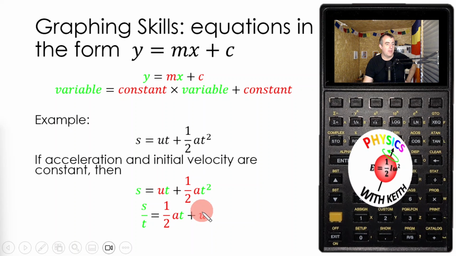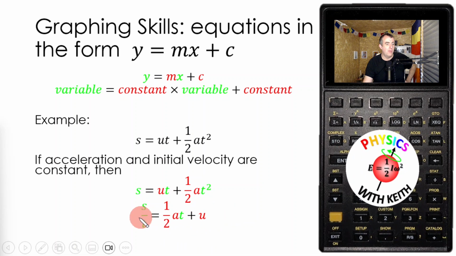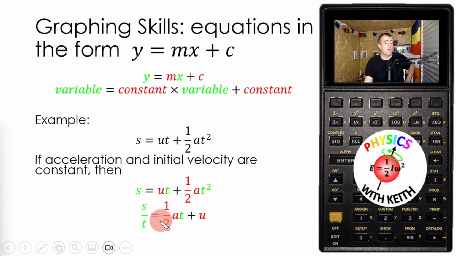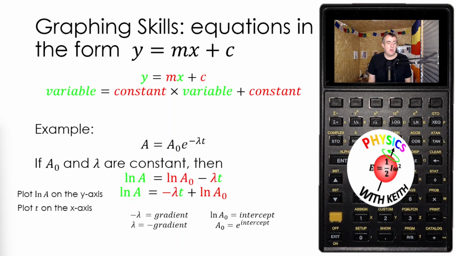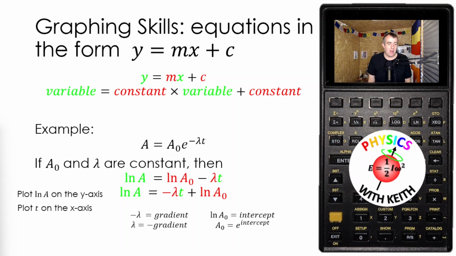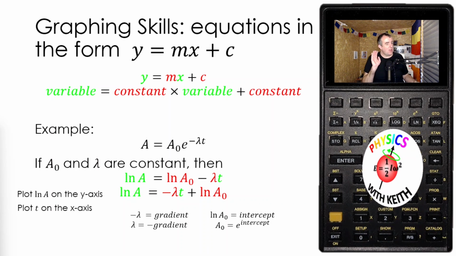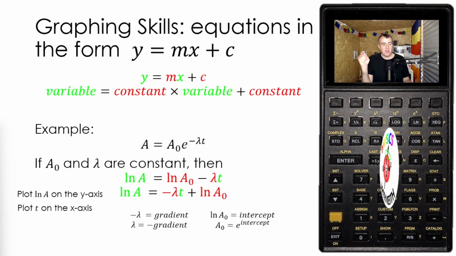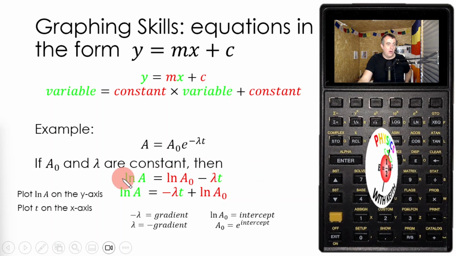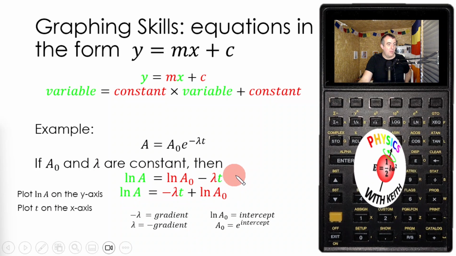So you can see I'll swap these terms around as well, just to get in the form y equals mx plus c. It is complicated, but it's a skill that you will need to acquire. It gets more complicated when we have logarithms. So a equals a naught e to the power of minus lambda t. What if a naught and lambda are constants? Well, the basic rule here is to get these in the form y equals mx plus c, you take the natural log of everything. And if you do that, and using your laws of logs from before, you get this, and that's in the form y equals mx plus c.